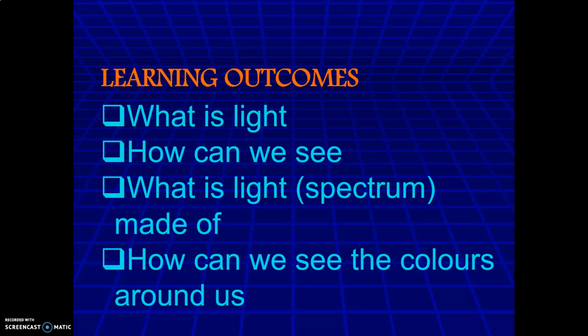Dear students, grade 5. In today's lesson, we are going to learn about what is light, how can we see the light, what is light made of, and how can we see the colors around us.